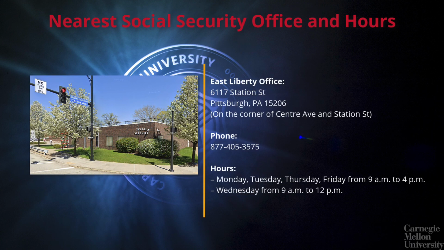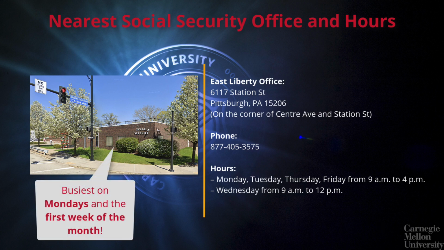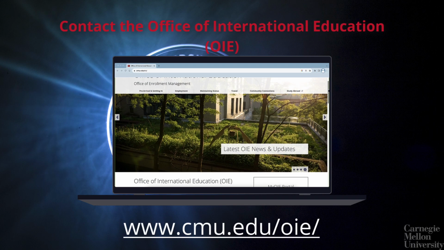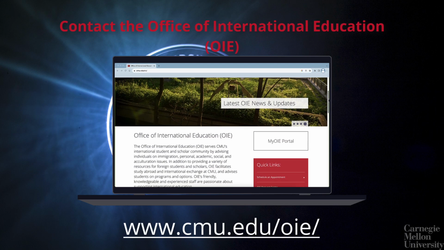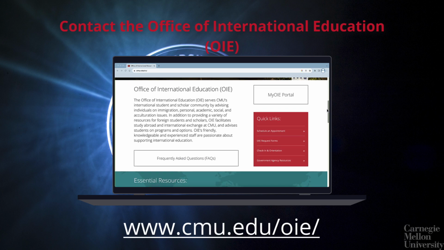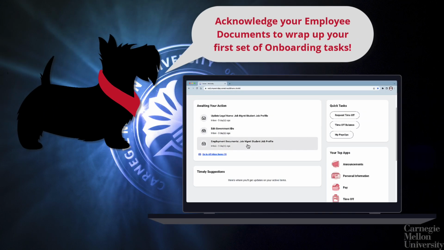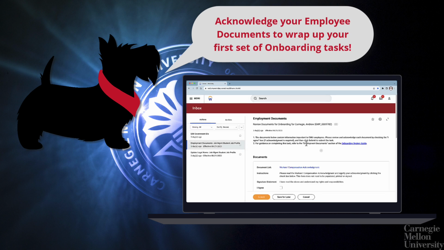For reference, the closest Social Security office is in East Liberty. Before you go, keep in mind that the office is busiest on Mondays and the first week of every month. You can also contact the Office of International Education for additional assistance. The next step is to review and acknowledge employment documents, which completes the first set of onboarding tasks.